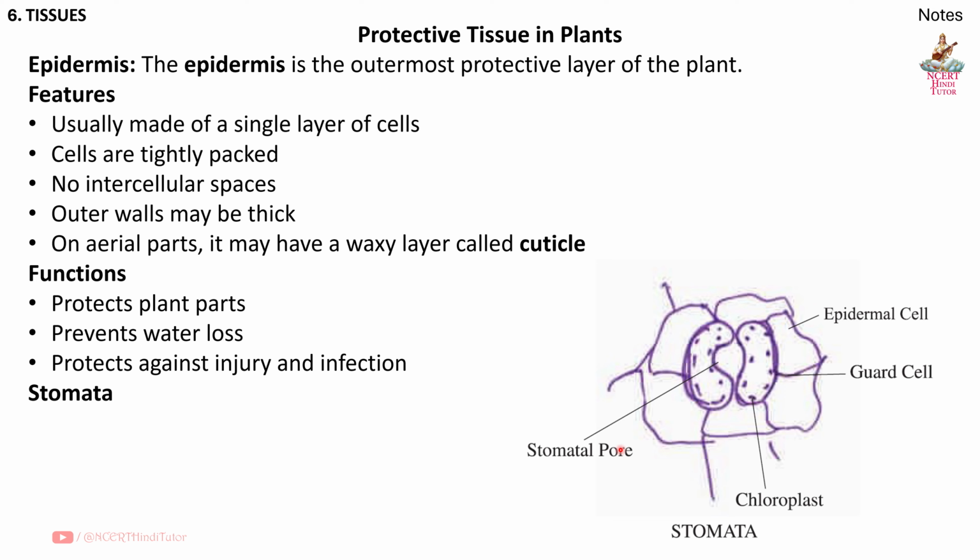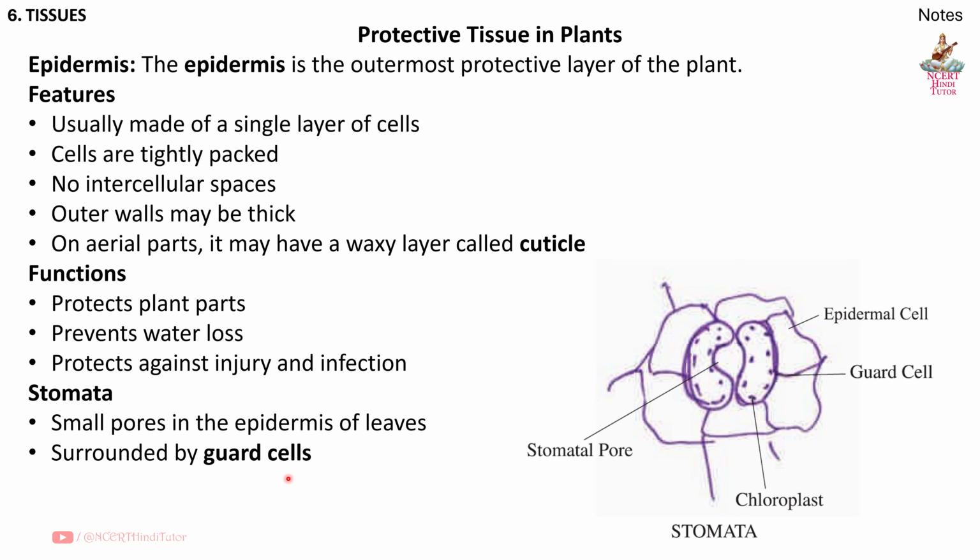Stomata. So friends, this is the diagram of stomata. Small pores in the epidermis of leaves surrounded by guard cells, help in exchange of gases, also help in transpiration. So friends, this is epidermal cell, this is the guard cell, this is stomatal pore, and this is chloroplast. Root hairs. Epidermal cells of roots have hair-like projections, increase surface area for water absorption.